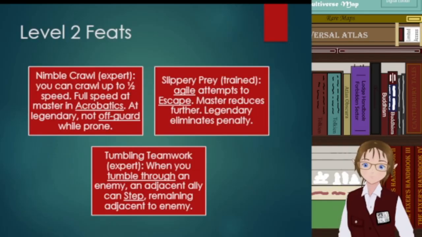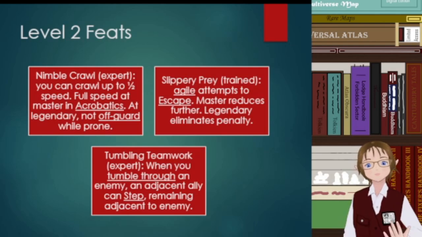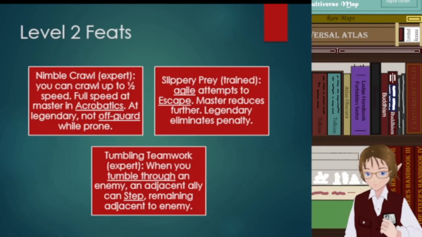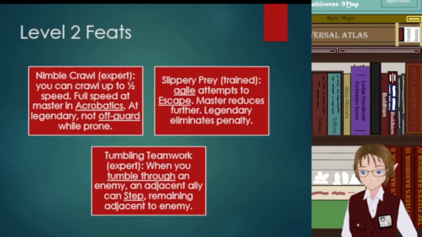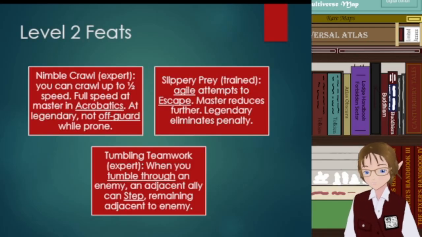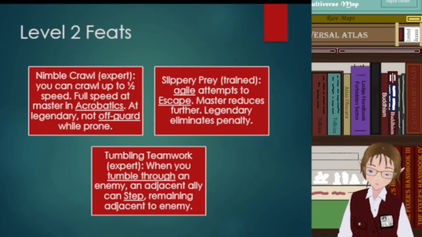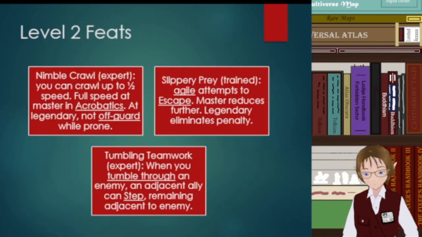The level 2 feats for acrobatics are pretty much in the same category as the level 1s in terms of whether or not you can take it. One that's somewhat notable is that Nimble Crawl requires expert proficiency, as well as tumbling teamwork. This means that usually you can't take these at level 2, since you usually can reach expert proficiency for the first time at level 3. However, I'm going to cover them all here. I'm going to start with Slippery Prey because it can be taken at that level 2 skill feat slot.